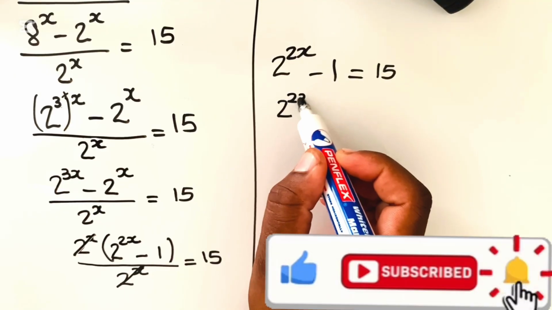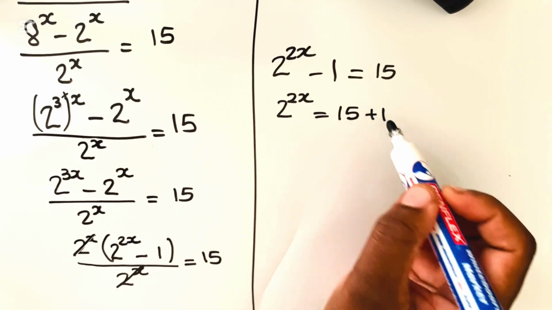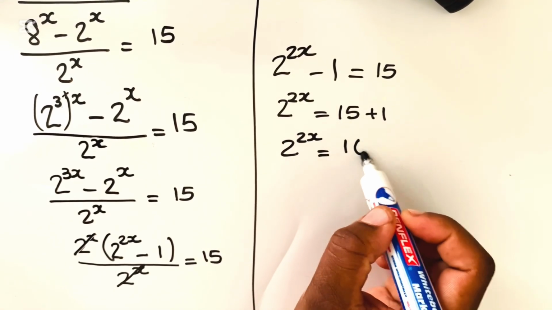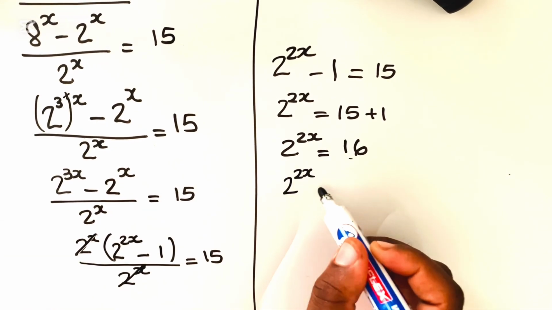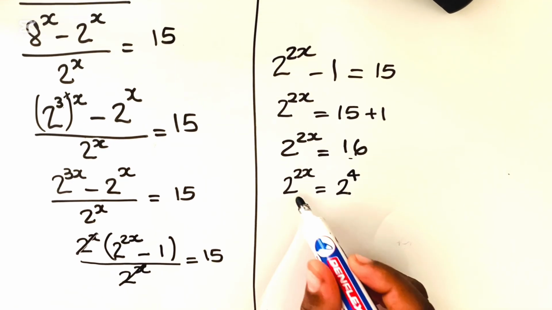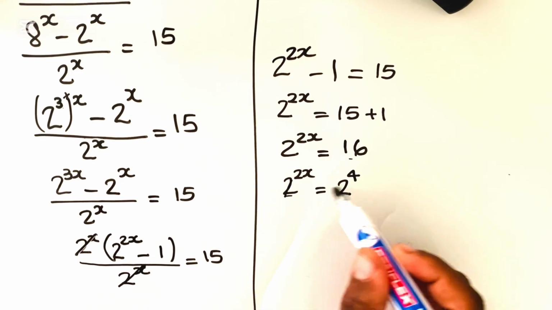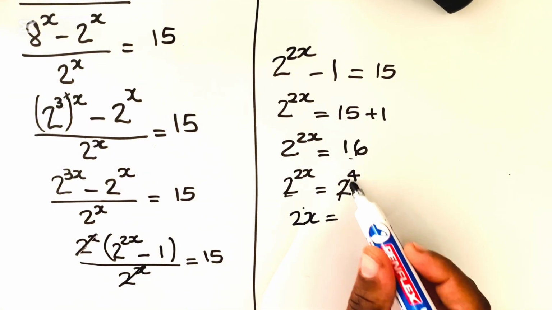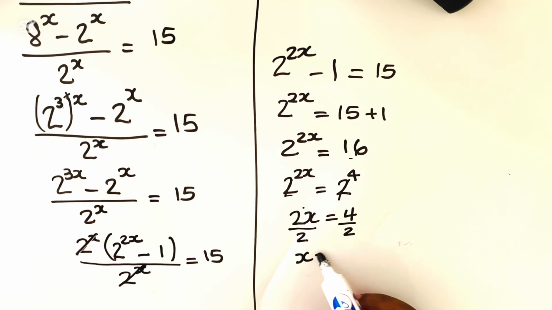Transpose the negative 1 to the right hand side. We'll have 15 plus 1. 2^(2x) is equal to 16. Then we'll rewrite the 16 as 2^4. Since we have the same base, we'll equate the exponents. So 2x is equal to 4. Then we divide both sides by 2. Our x is equal to 2.